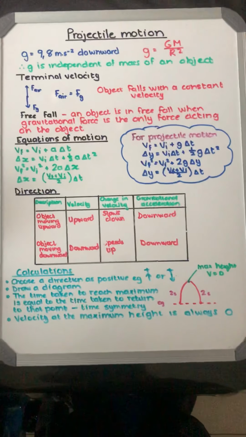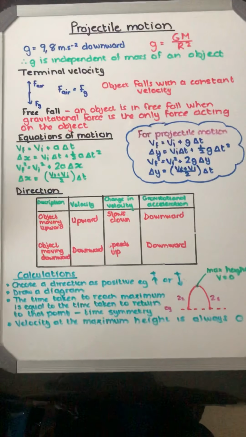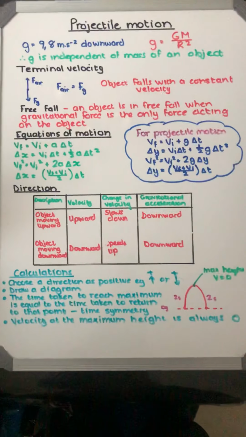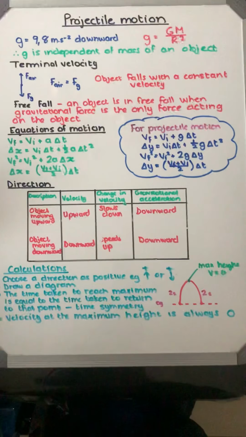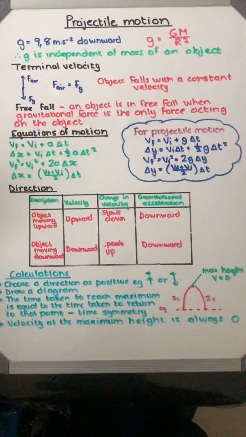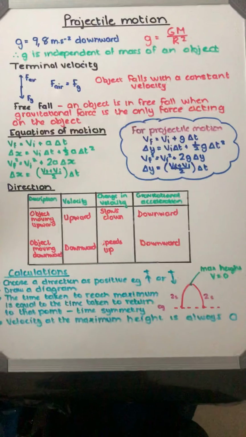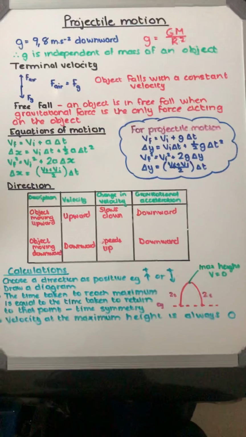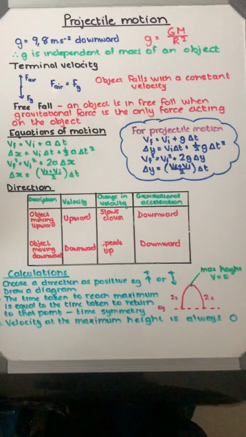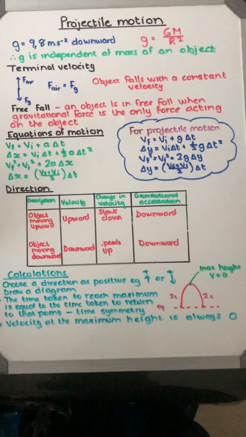Projectile motion. A projectile is an object that is projected or launched into the air, for example, by kicking, hitting, or throwing. After that, it moves only under the influence of gravitational force. Gravitational acceleration always acts downward on Earth. On Earth, the gravitational acceleration is 9,8 meters per second squared downward.